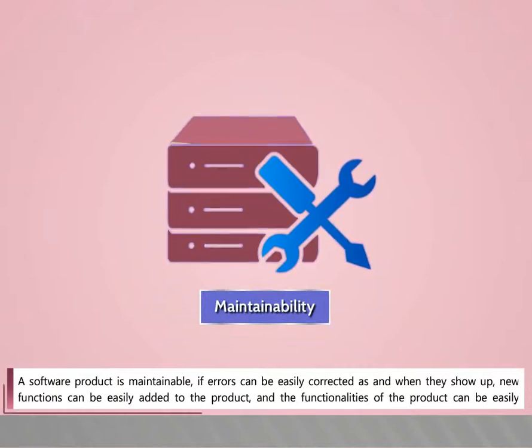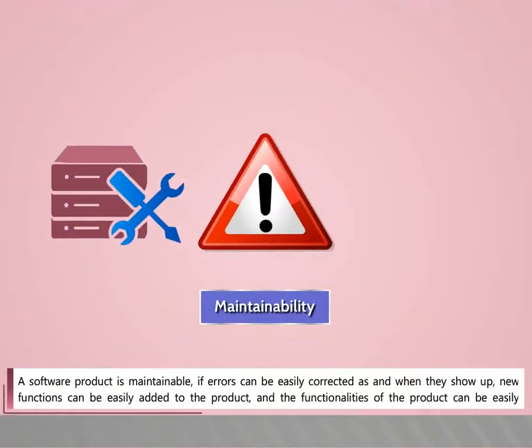Maintainability. A software product is maintainable if errors can be easily corrected as and when they show up, new functions can be easily added to the product, and the functionalities of the product can be easily modified, etc.